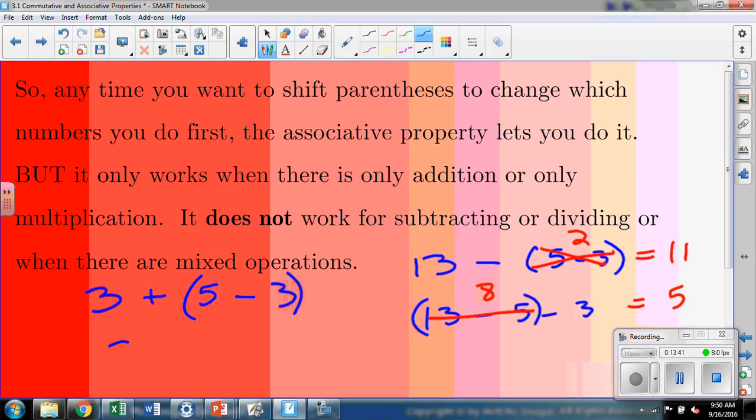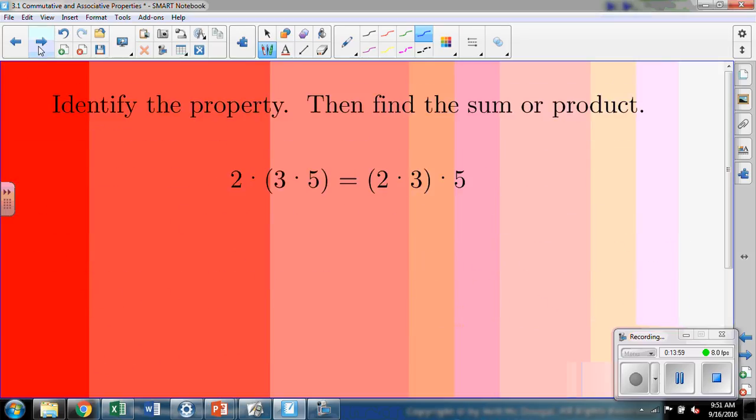You cannot guarantee by shifting stuff over that it'll work. Sometimes that will, sometimes it won't. You need to remember associative property applies only to plain addition by itself and plain multiplication by itself. So, all right, identify the property, then find the sum or product. We get to pick and choose which side to do, left or right, because we know they'll be the same.